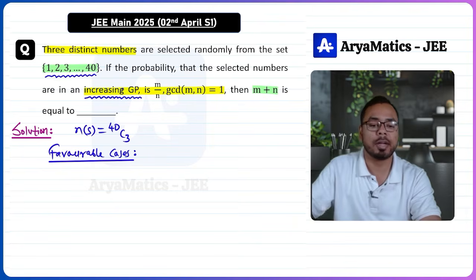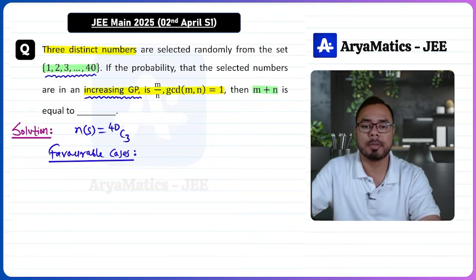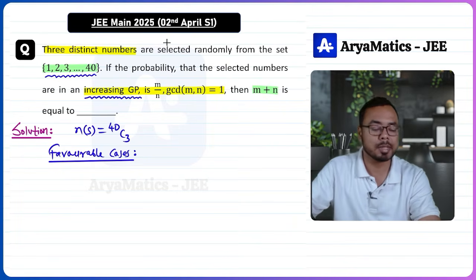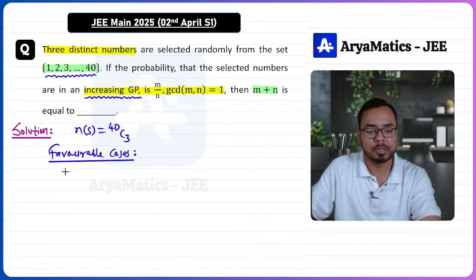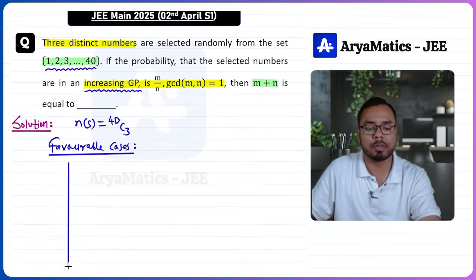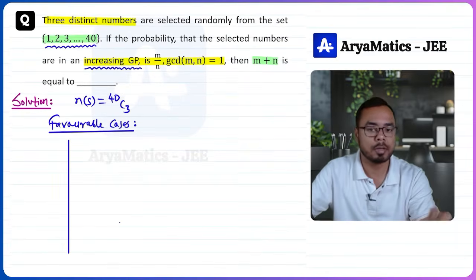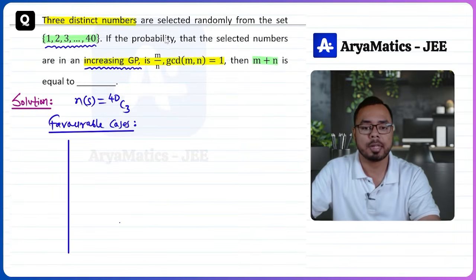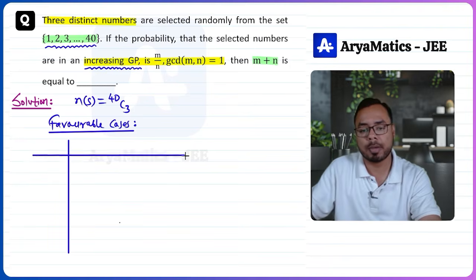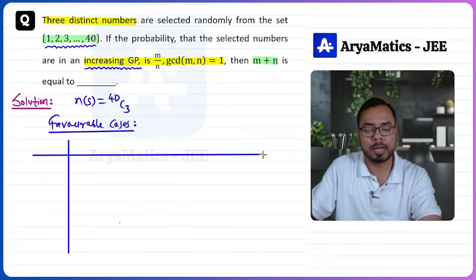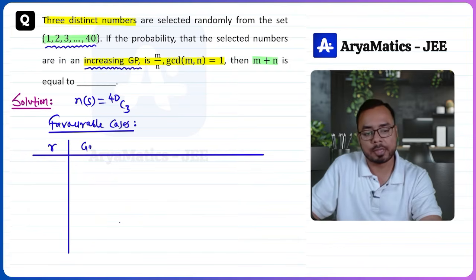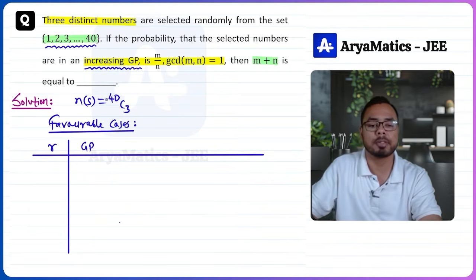Now, for finding the number of favorable cases, we have to consider the different possibilities. Basically we have to think about the common ratio R, and then see how many different GPs we can create. Because it is an increasing GP, the common ratio must be greater than 1. So on one side we'll write R, and on the other side we'll see how many different GPs are possible.